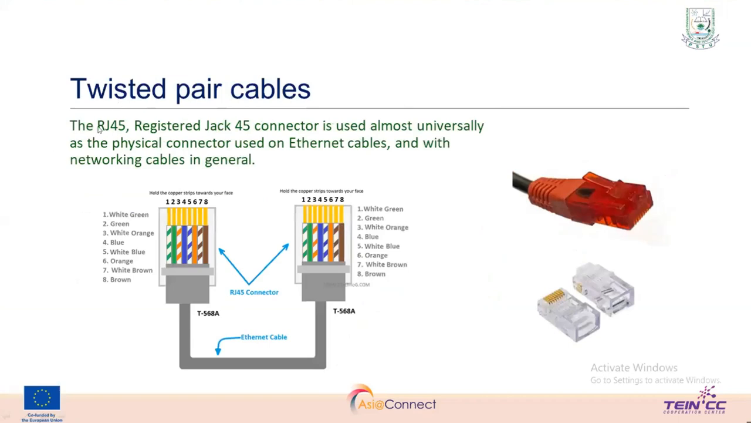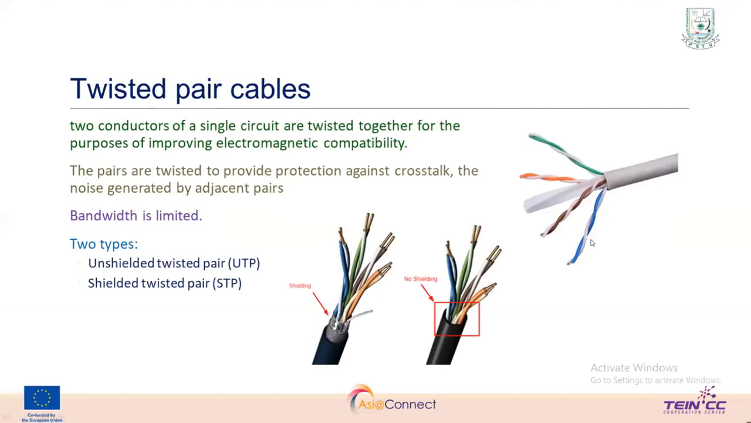In twisted pair cables, the RJ45 connector is used almost universally as a physical connector in Ethernet cables and with networking cables in general. As you can see, RJ45 connectors have 8 pins, and the twisted pair cable has 4 pairs.